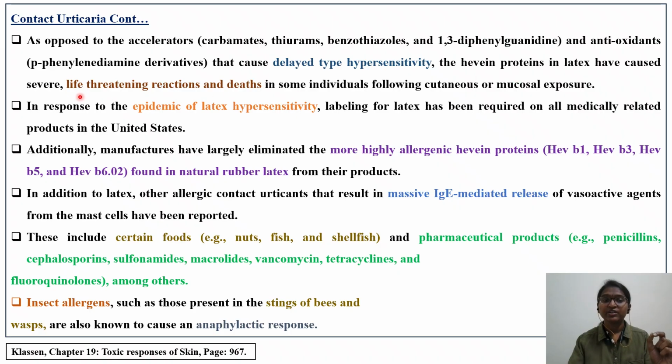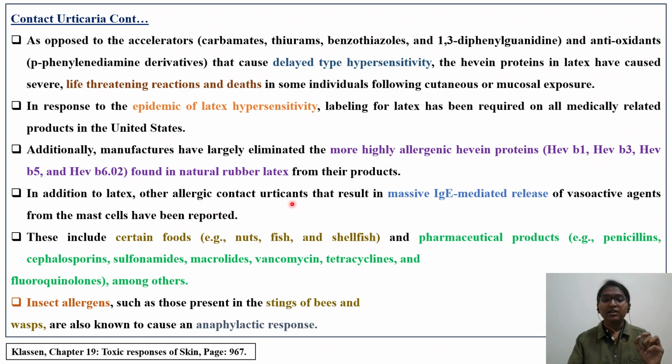The important thing you have to read is that they have also caused life-threatening reactions and deaths in some individuals following cutaneous or mucosal exposure. So they used to have this epidemic type of latex hypersensitivity. Nowadays, the manufacturers who are preparing these gloves are eliminating these highly allergenic hevein proteins. What are those? Hev b 1, b 3, b 5, as well as b 6.02, which are found in natural rubber latex.